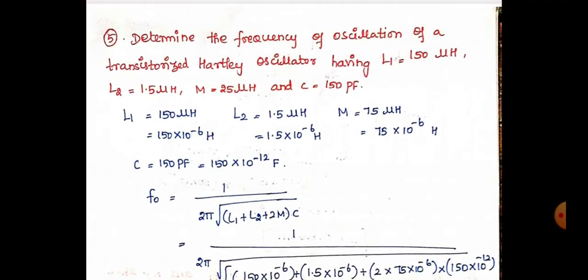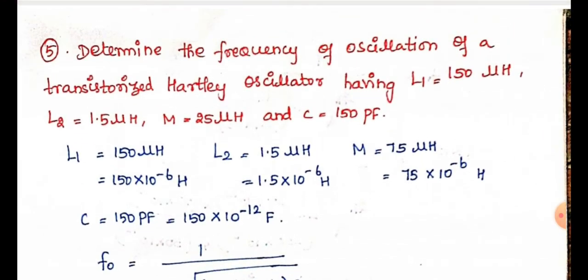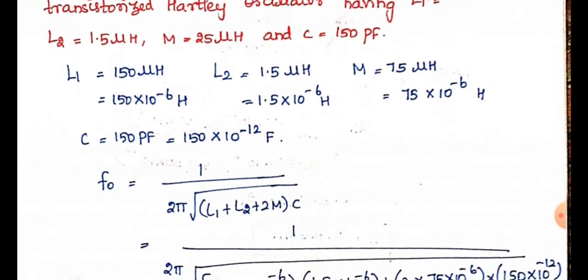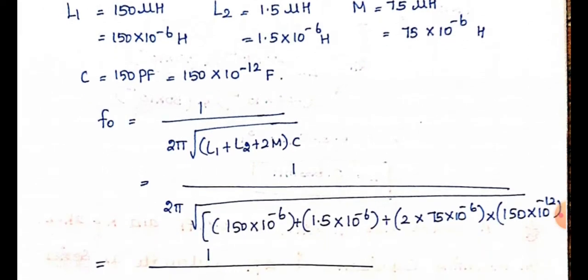Next problem, determine the frequency of oscillation of a transistorized Hartley oscillator having L1 is equal to 150 microhenry, L2 is equal to 1.5 microhenry, mutual inductance M is equal to 25 microhenry and C is equal to 150 picofarad. Same Hartley oscillator, to find the frequency of oscillation, the formula is F0 is equal to 1 divided by 2 pi into root of (L1 plus L2 plus 2M) into C.